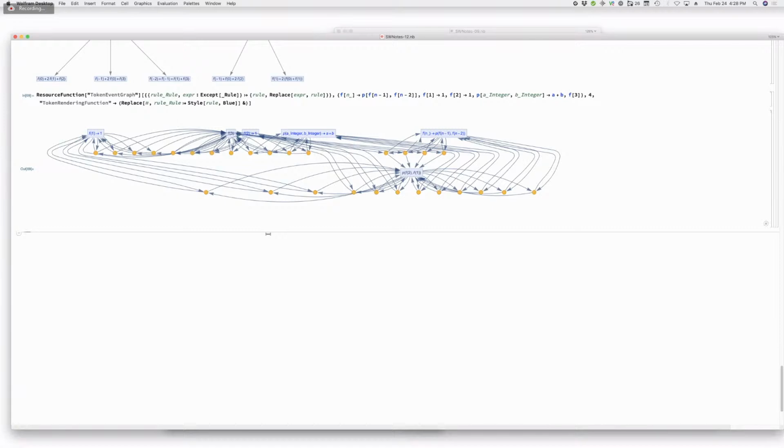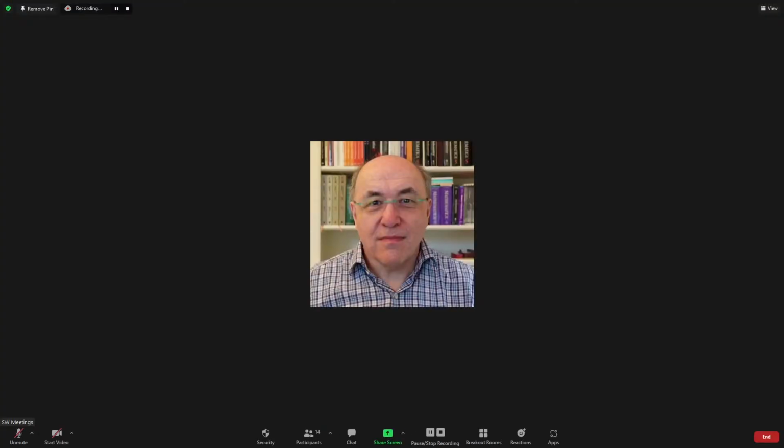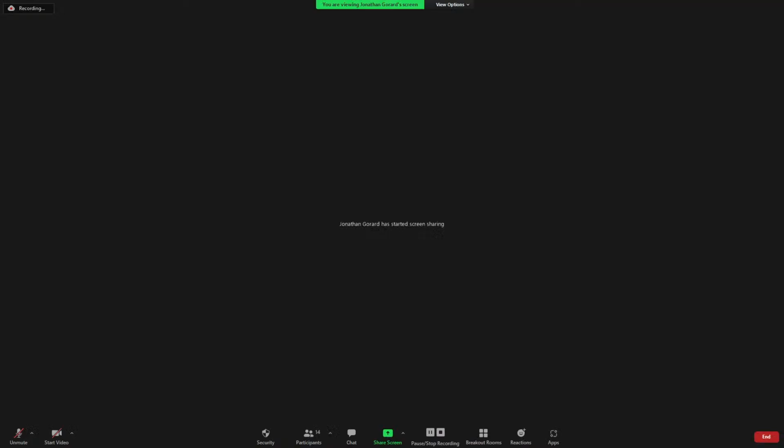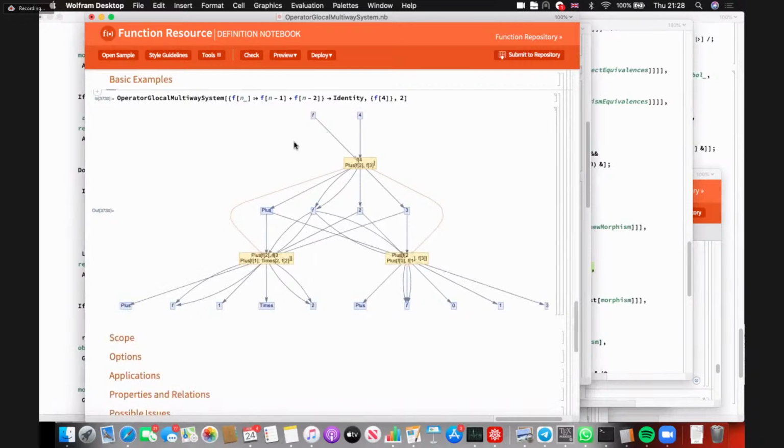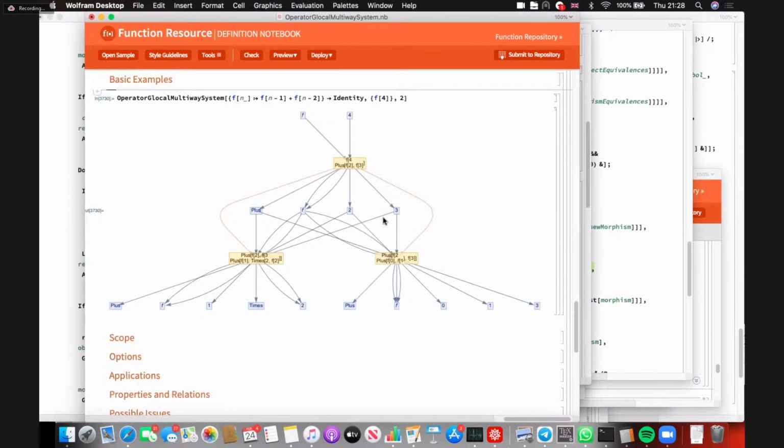I mean, actually, if you let me share screen for a second, I can show you. Yep. So the full operator form, I showed the combinator version. The full operator form of global multi-way system is not yet in the function repository, although the code is complete. But this would be the global version of that evaluation. Okay, let's take a look at this puppy.